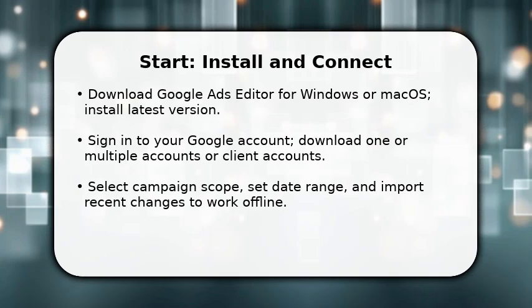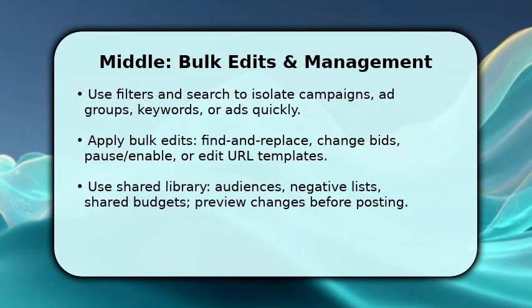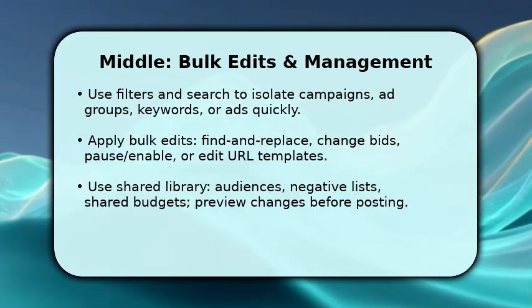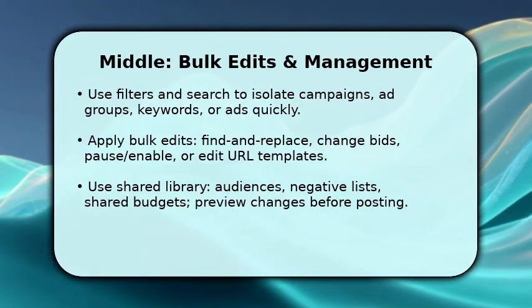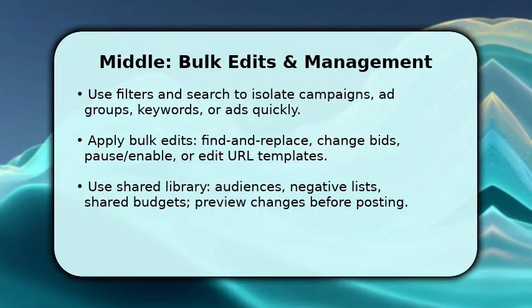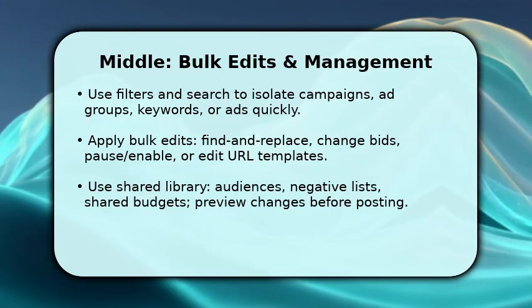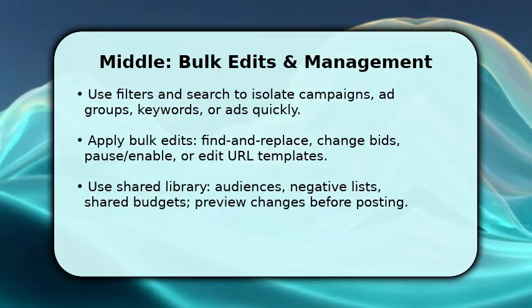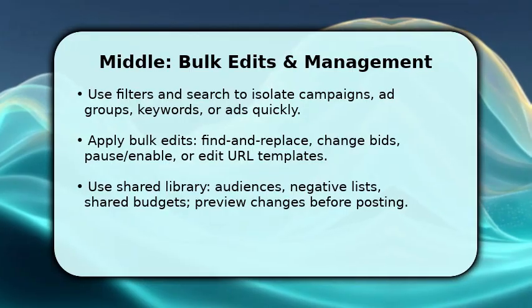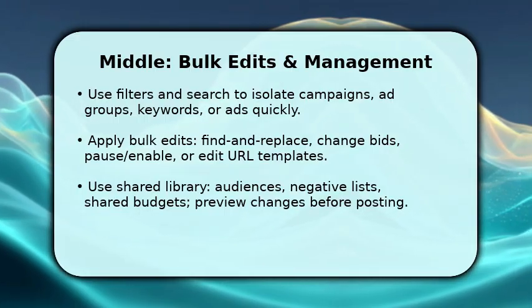You'll spend most time making bulk updates. Filter to narrow to the elements you need, then use Find and Replace or the Bulk Edit pane to change bids, edit ad text, or pause items. Once you apply changes, use the Validate tool to catch common errors like missing final URLs or policy violations. Also manage shared assets, audiences, negatives, budgets to keep consistency across campaigns. After reviewing, use the change history.